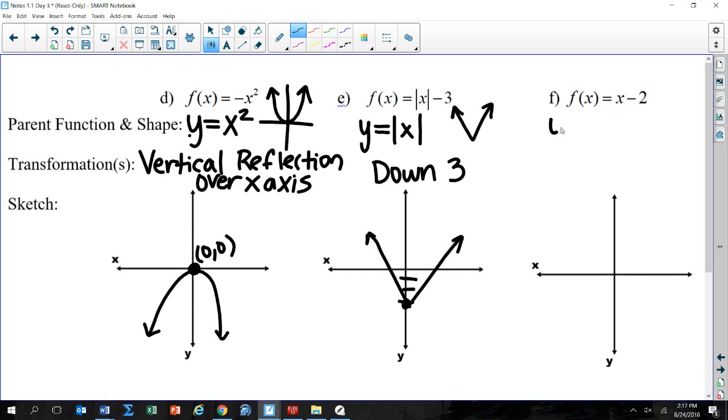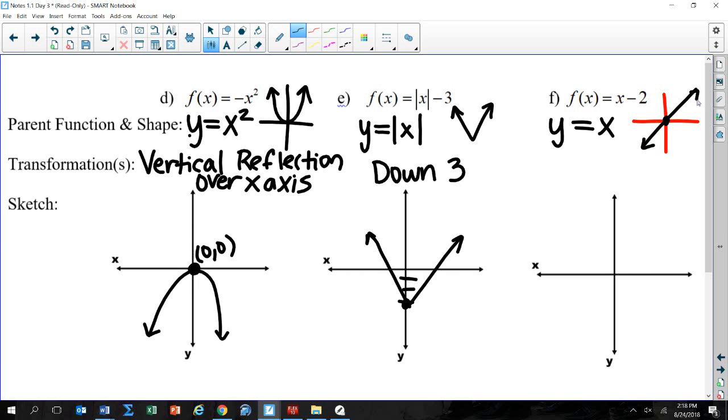And last but not least, this one's kind of weird. I don't see any squared or absolute value. So what do you think it is? Linear. You got it. If you don't see any squared or any absolute value, we're going to use the linear parent function, y equals x. If we've got our coordinate grid, again, the equation y equals x has the origin plotted and a line that goes through it just with a slope of 1, right? It goes up 1 over 1, up 1 over 1, up 1 over 1. Okay, that's my parent function.